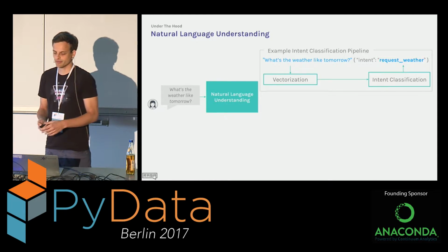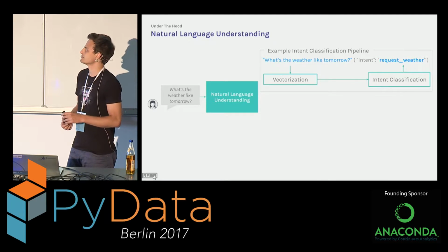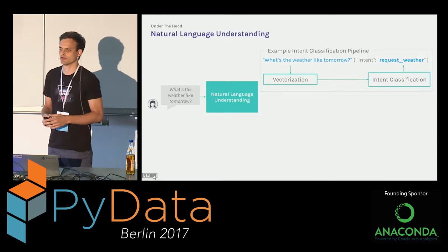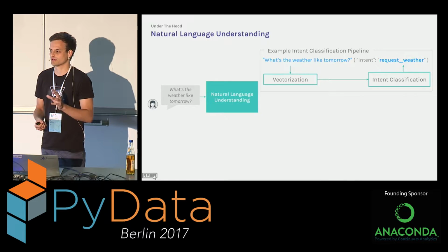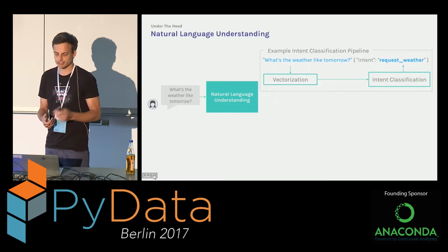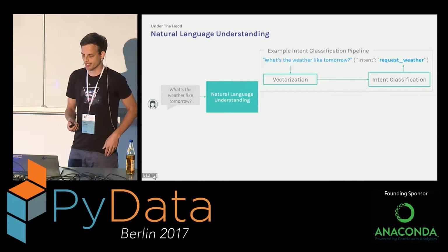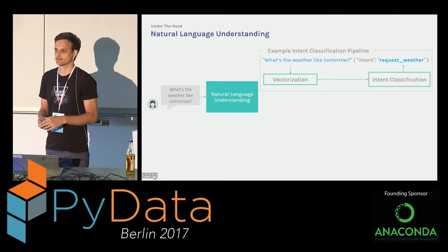So the pipeline for the intent classification is rather simple. There's vectorization, right? Skip-gram model, word2vec, pre-trained on one of the large corpora like Wikipedia or news corpora, and then do the intent classification. All right, so it's pretty easy.